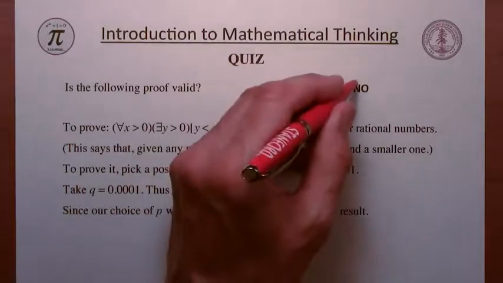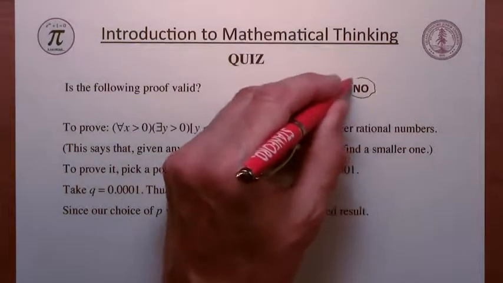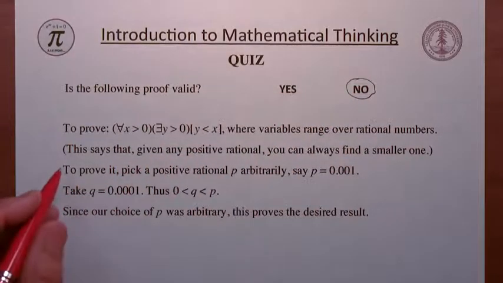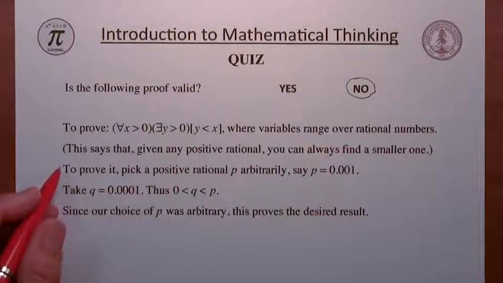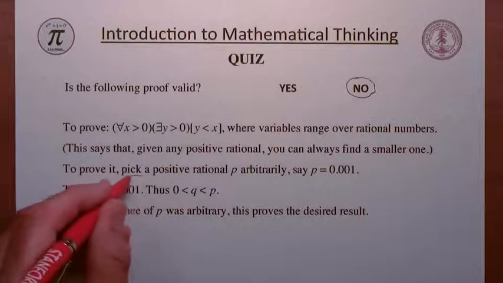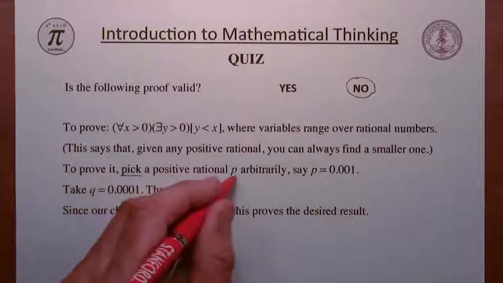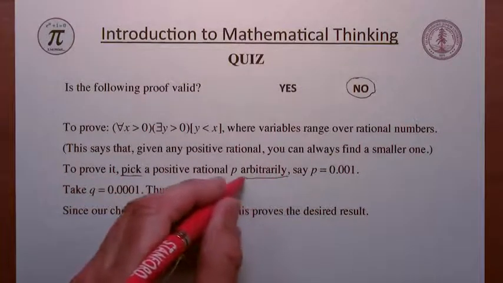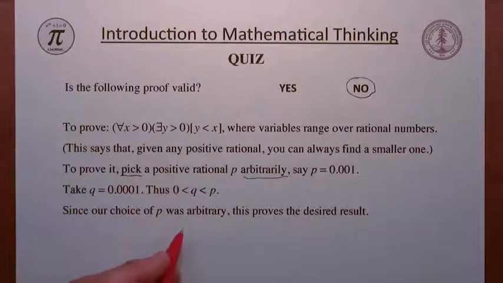Well, the correct answer is no. This is not a valid proof. The point is, picking a positive rational p arbitrarily is not the same as letting p be arbitrary.